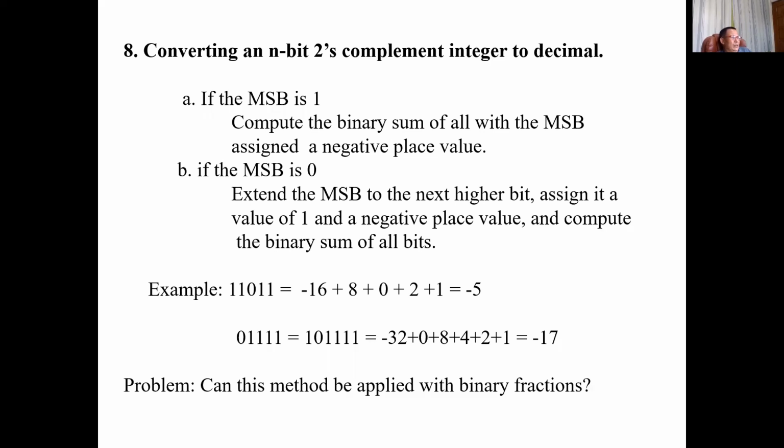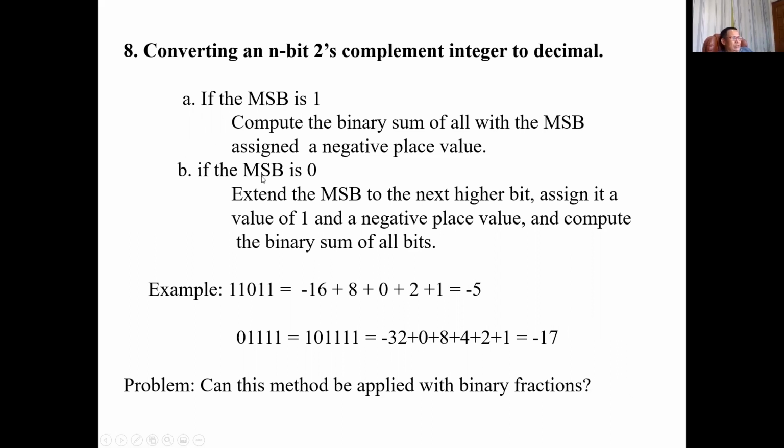Converting an n-bit 2's complement integer into decimal. How do you convert it to decimal? Well, you compute it again, or you apply 2's complement again and compute the value. It gives you the same process, right? But sometimes there's a shortcut, no? You don't have to reverse the process and do this again. If you know that a number is in 2's complement form, you don't have to reverse the process and compute the value. Okay? You can use the value right away using the same process.